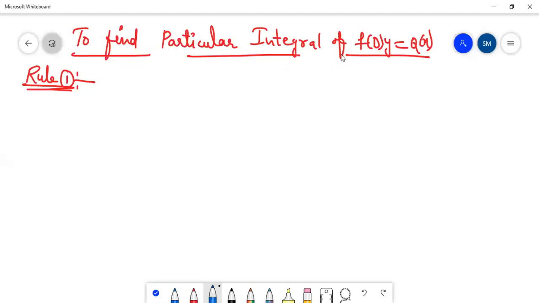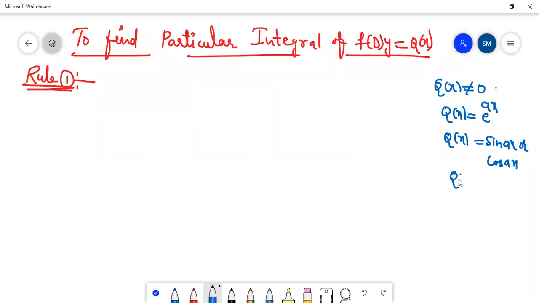To find the particular integral of f of D into y equals q of x, here q of x is not equal to 0. That is the condition. In this, the rules are there. The function q of x can be expressed as either only exponential form or only trigonometric functions, that is sin ax or cos ax, or the function can be expressed as only algebraic expression x power k, where k is a constant.